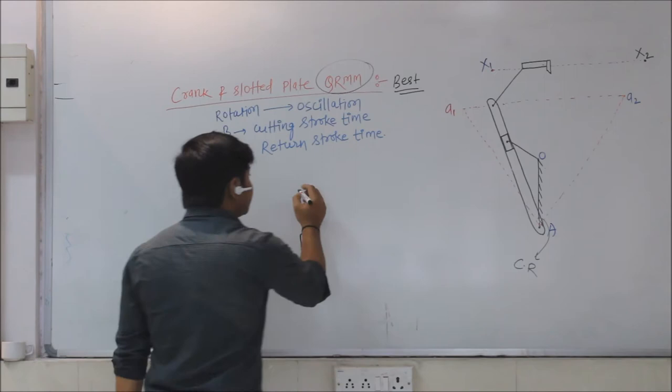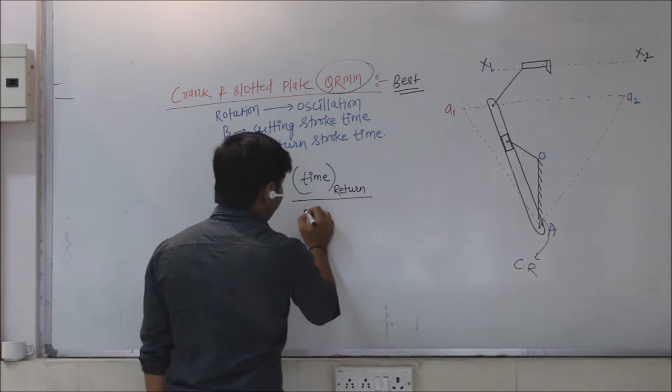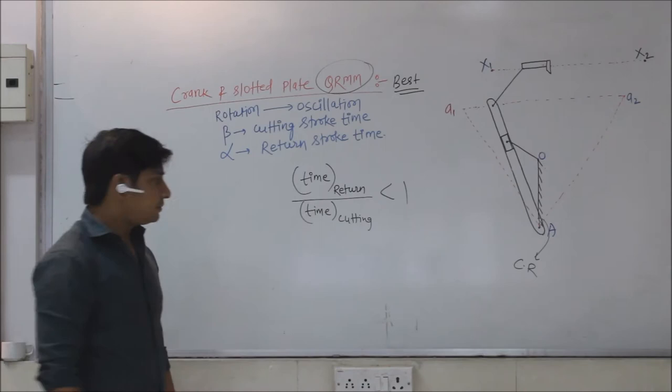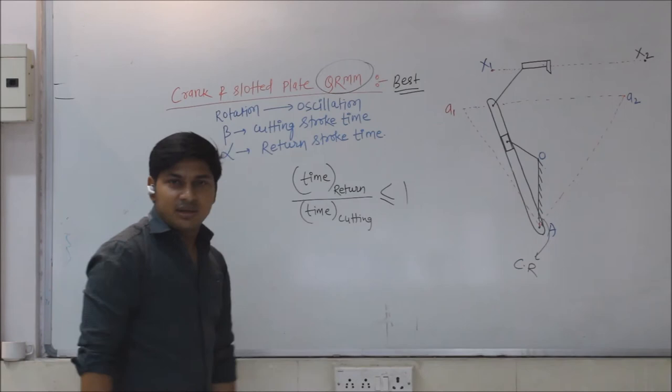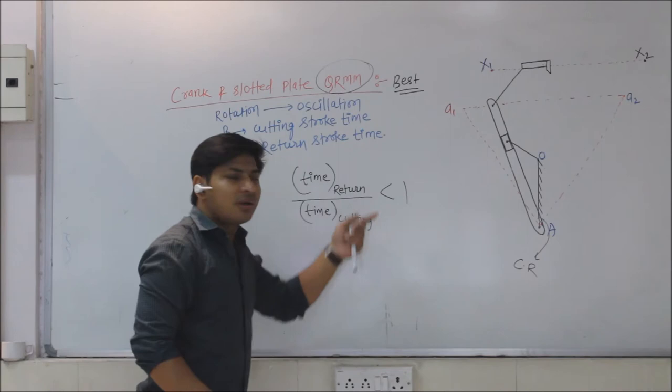The main purpose of QRMM is that the time taken to return the tool should be less than the cutting stroke time. So the ratio should be less than 1. To solve the question, we will use the equality sign also. The return time upon cutting time should actually be less than 1, but when we solve, we will use the equality sign. The return time should be less.